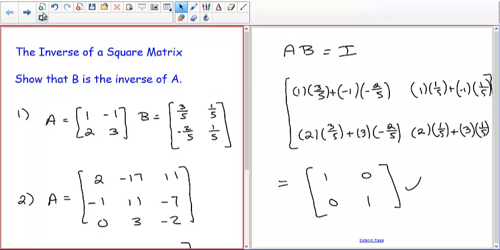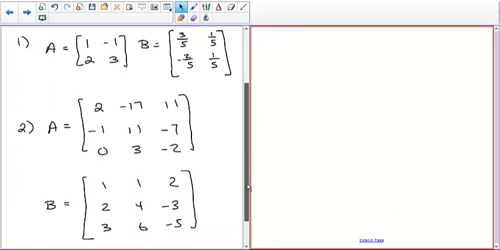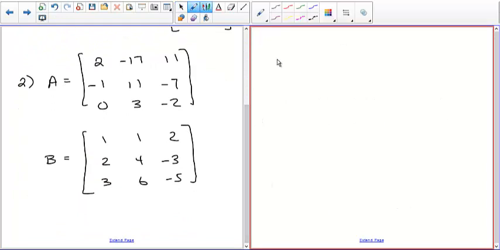So that's a 2 by 2 matrix. For the 3 by 3 matrix, here they are. It's probably best to put these right next to each other. It'll be easier to keep track of everything.